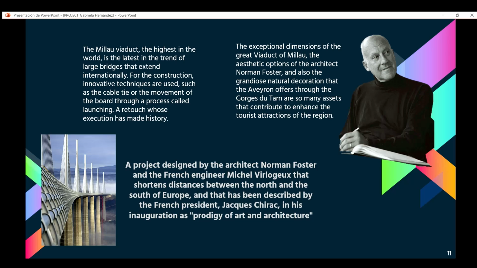A project designed by the architect Norman Foster and the French engineer Michel Virlogeux that shortens distances between the north and the south of Europe, and that has been described by the French President Jacques Chirac in his inauguration as a prodigy of art and architecture.